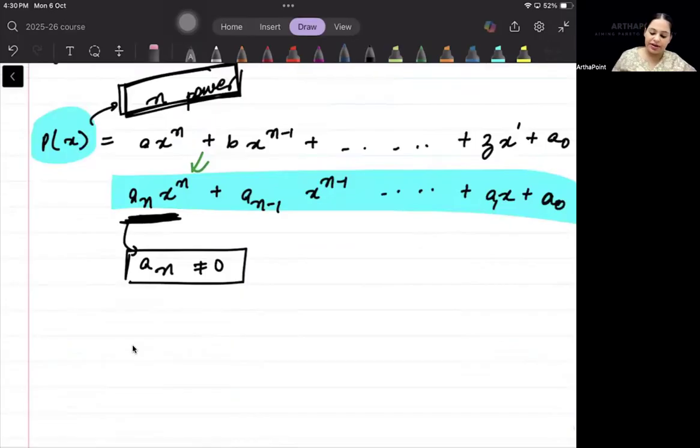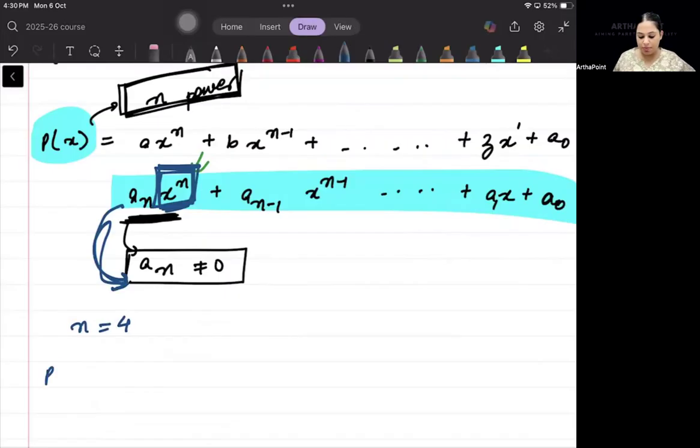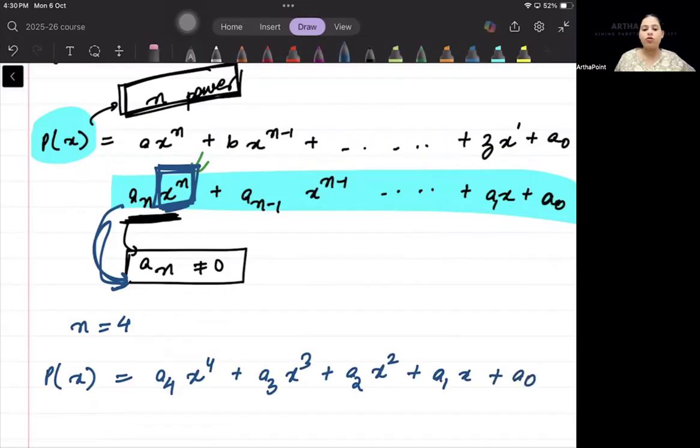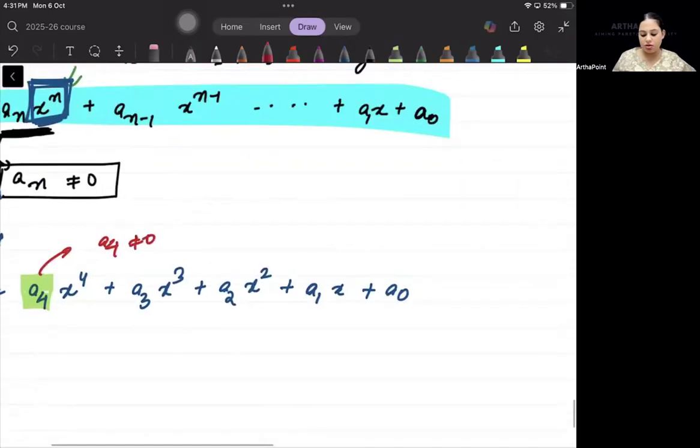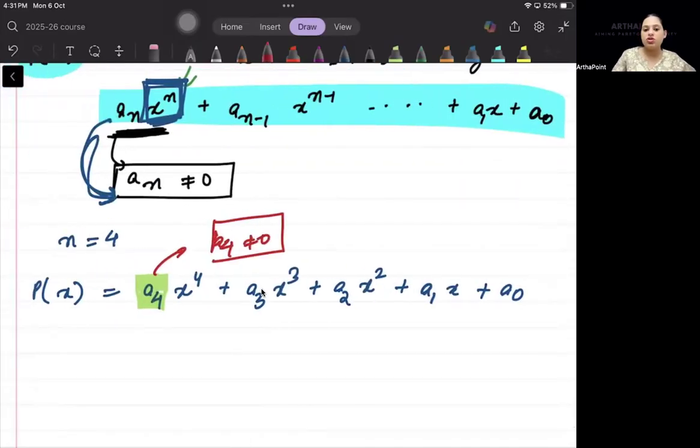Similarly, if I want x to the power n to be intact, I want the highest power of this polynomial to be n. So I have to ensure that a_n is non-zero. For example, if n is 4, my polynomial will become a4x⁴ + a3x³ + a2x² + a1x + a0. And for this polynomial to have highest power 4, I have to ensure that the constant a4 is non-zero.